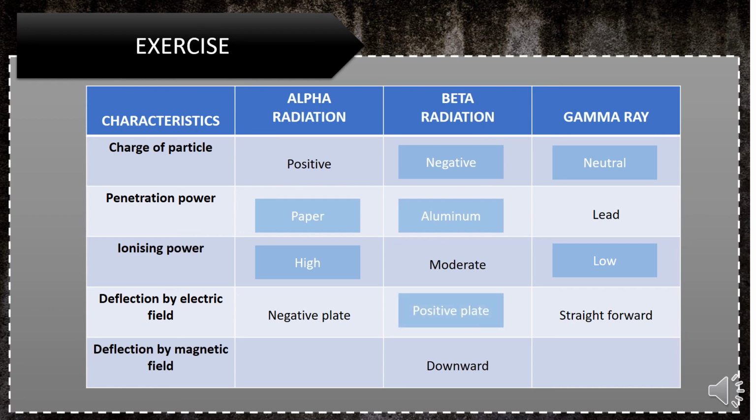And lastly, the characteristic deflection by magnetic field. Alpha radiation will deflect upward, and beta radiation will deflect downward. And again, gamma ray will go straight forward.